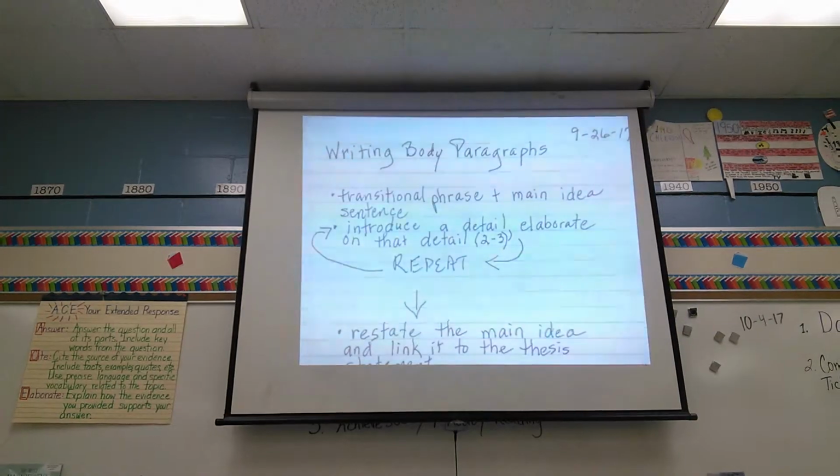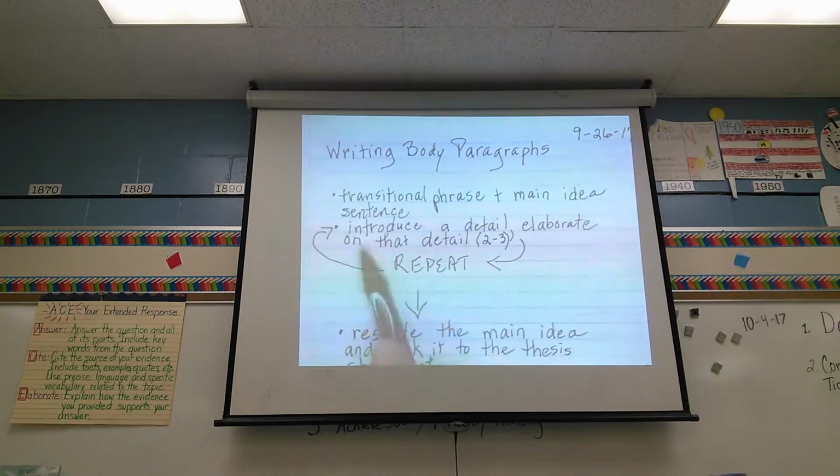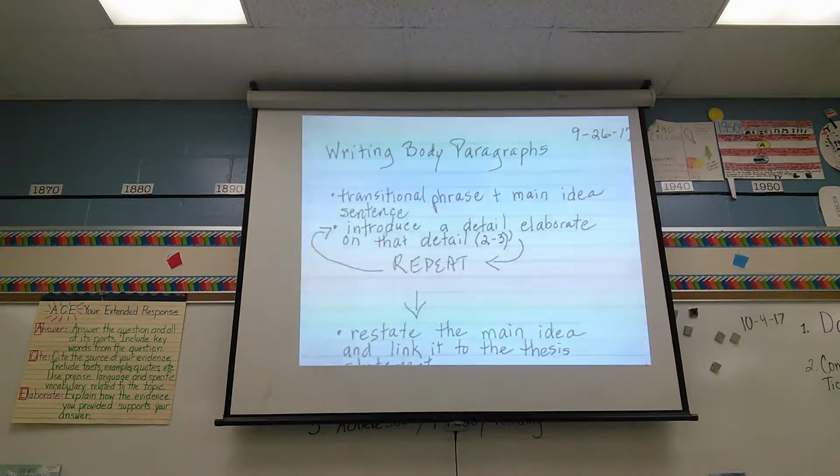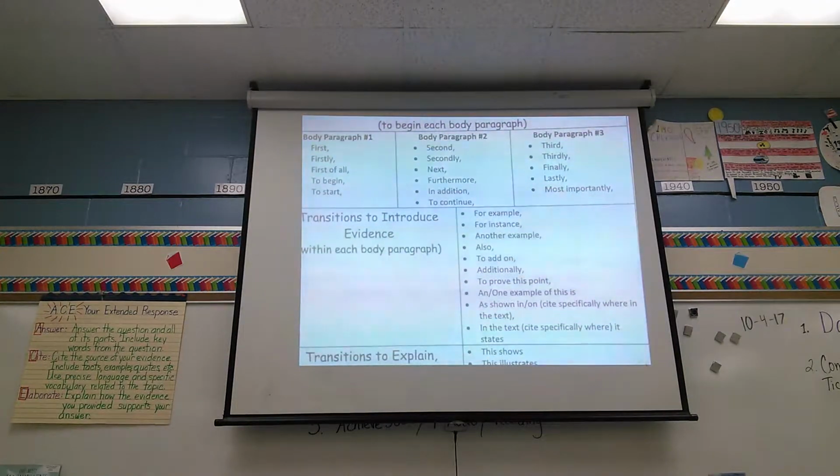Then we're going to introduce it. So we're going to introduce it, and then we're going to elaborate on the detail. So, for example, if I was thinking about the author visit with Henry Cole and Pamela Duncan Edwards when they came, I'm going to want to elaborate and say more. I don't want to just say, for example, Henry Cole, because we need to say more about it, because I'm trying to show that this assembly was incredible.